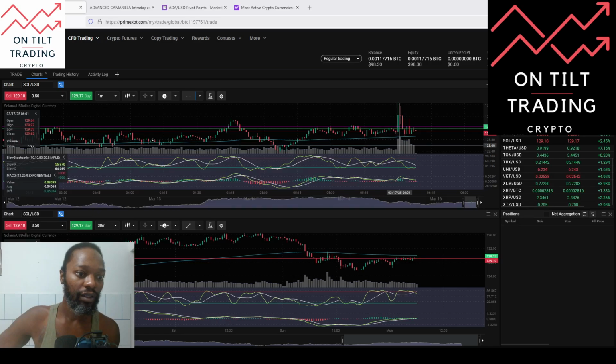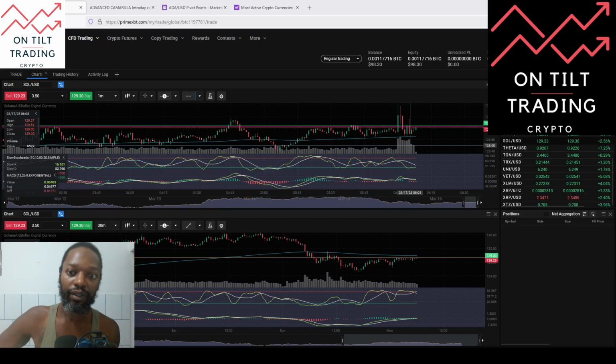Okay. So we've got a crossover here on the slow K. And then here we've gone negative on the MACD. So this could be setting up for a short. We'll keep an eye on it and see how it does.